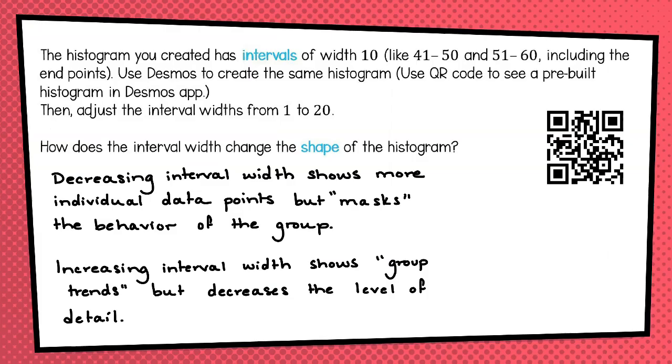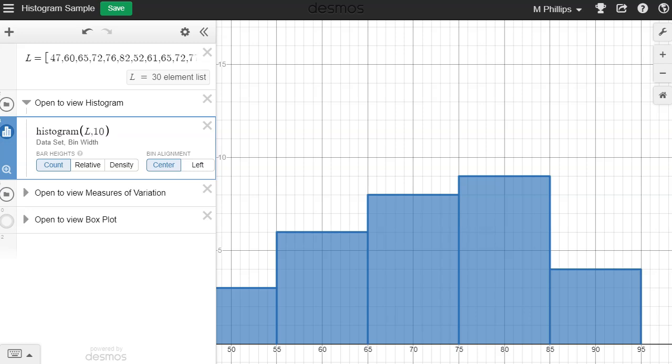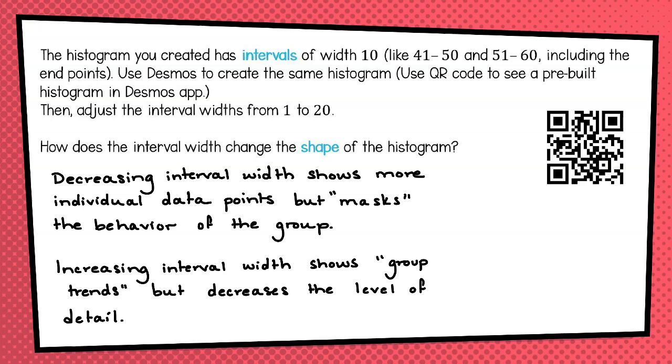Now, to answer that final question, how does the interval width change the shape of the histogram? Well, we saw that decreasing the interval width shows more individual data points, but unfortunately that masks the behavior of the group. We're not able really to speak on what the group trends are when we've reduced the intervals so small. On the flip side, if we increase the interval width, we're able to show those group trends, but unfortunately the resolution or the detail is lost. We're not able to say, for example, that the majority of the plants produce fruit between 75 and 85 days. That statement would have to be expanded out to, say, 55 to 90 days instead.